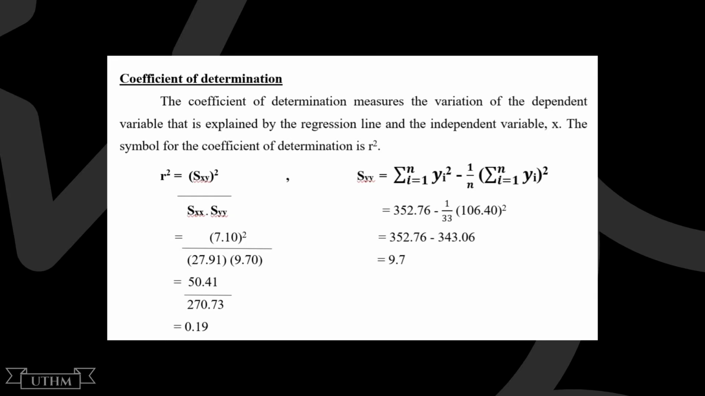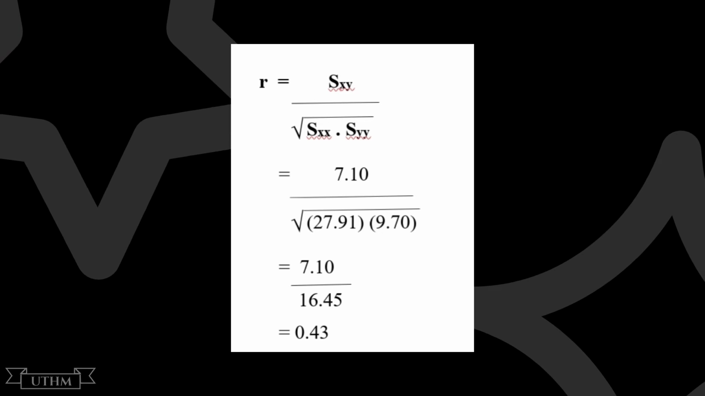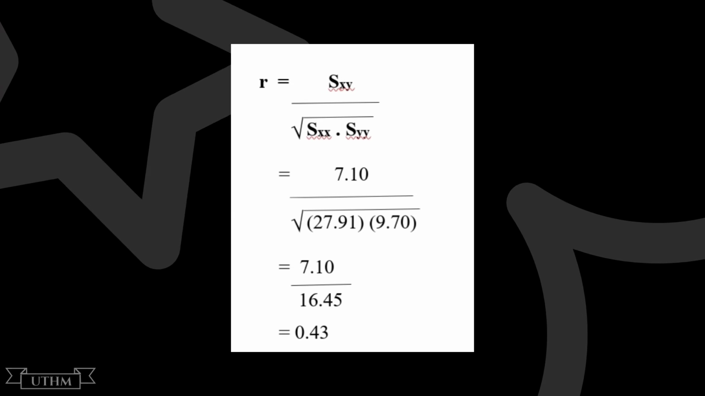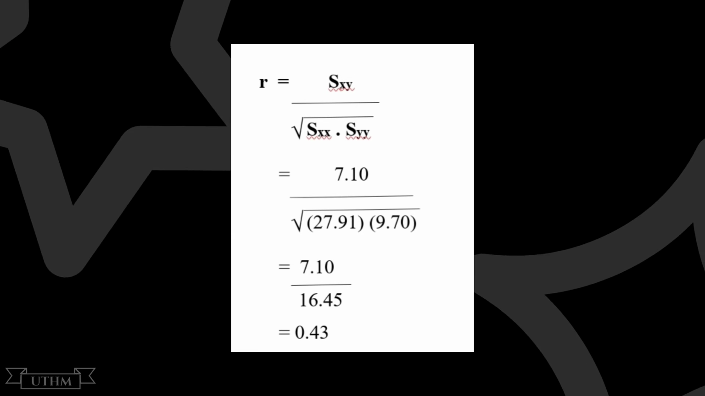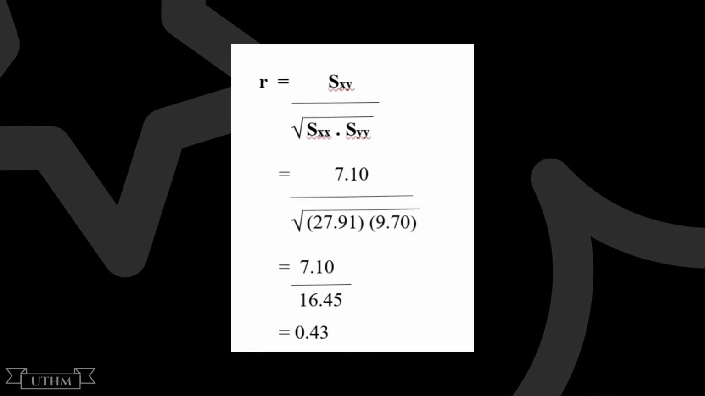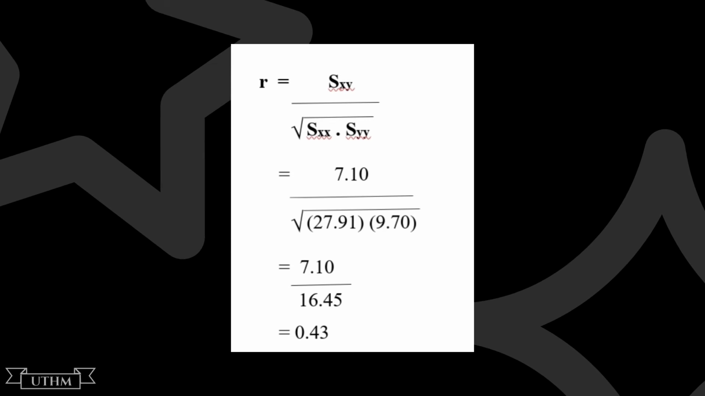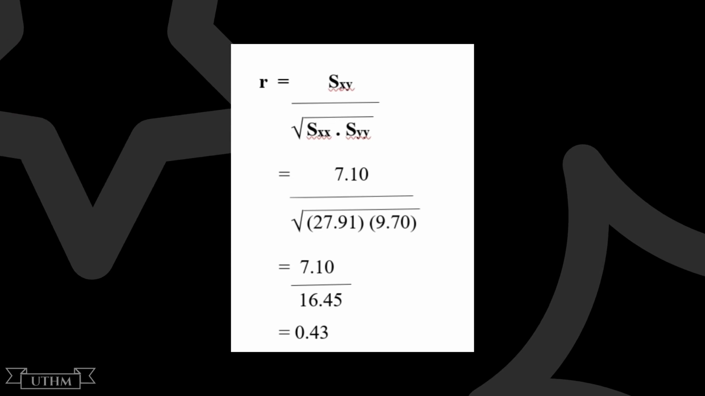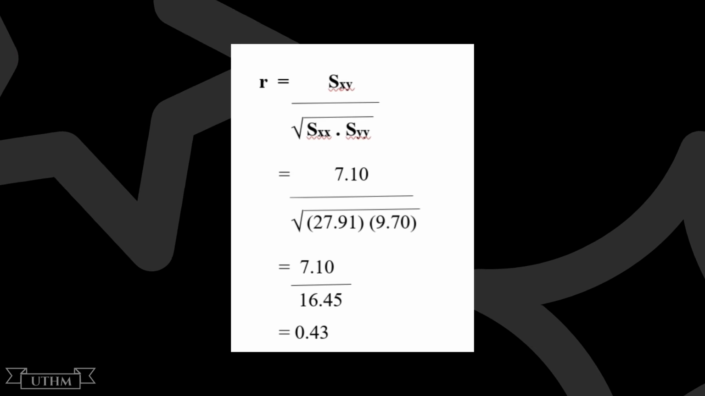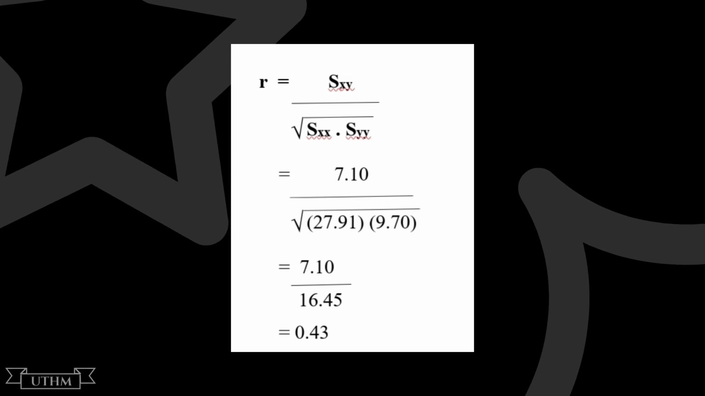Alright, I will continue with the next part, which is the correlation coefficient. In this part, we also have the values of Sxy and Sxx, but we don't have the value of Syy. For the first step, we take 7.10 for Sxy divided by the square root of 27.91 times 9.70. Next, after calculating the multiplication, we got 16.45 and we divide it. So we got 0.43 for the correlation coefficient. So that's all from me.